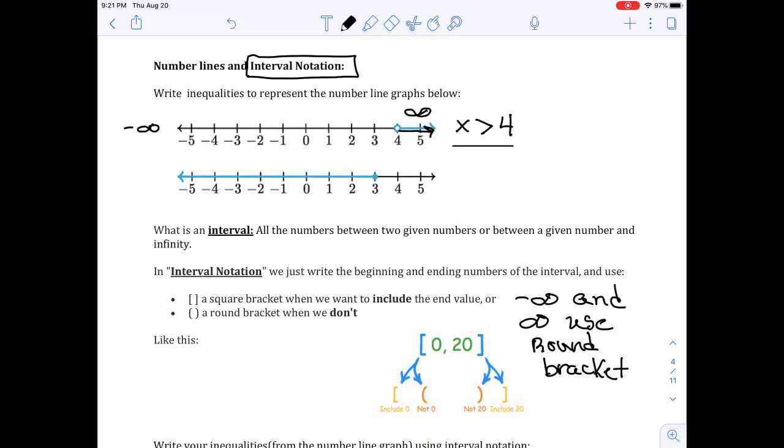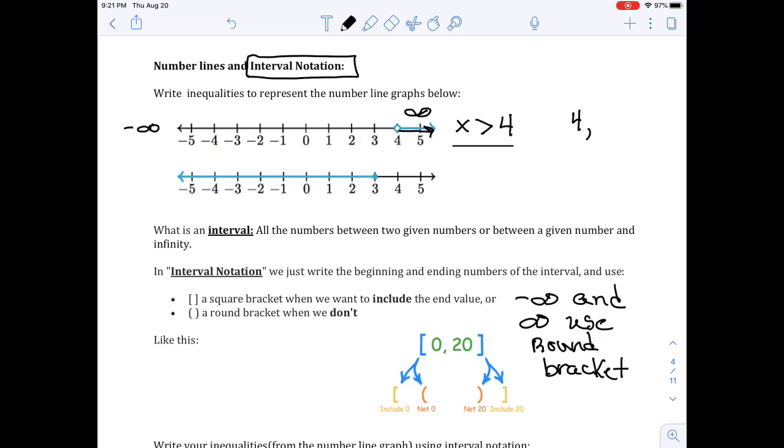So let's go back up here and take a look at this x > 4. And let's rewrite that in interval notation. So the graph starts at 4.